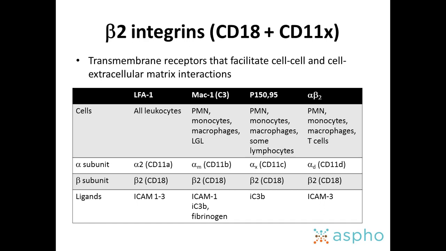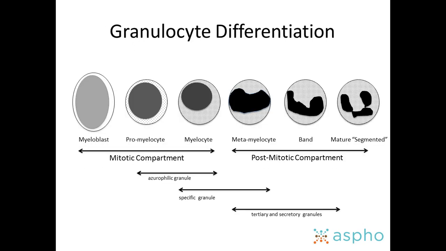All right, the beta-2 integrins are important. These are transmembrane receptors that facilitate cell-cell and cell-extracellular matrix interactions. And it's important to recognize this combination of CD18 plus CD11 whatever. There are all these different CD11 alpha subunits that define different cell lineages. For example, the CD11Bs and Cs define monocytes and dendritic cells. But the point is that the common part of this is CD18, which we'll get to in a second. Each of these combinations has specific ligands that they recognize.